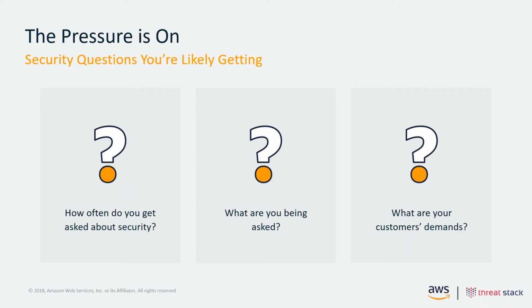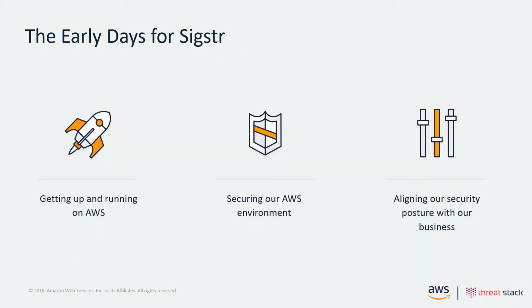All right, well, so we've talked about security and the concerns that you're hearing in the marketplace. I'd like to focus next on how your security practice evolved at Sigstr. So where did you start? Was security a consideration when you chose AWS? And what was the point at which you really started to think about security?